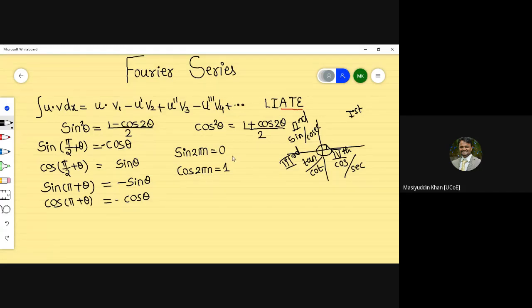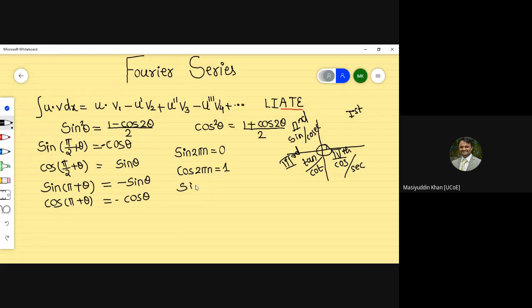This means, whenever cos has an even number of pi, even means what? 2 pi, 4 pi, 6 pi, 8 pi, 10 pi, 12 pi, 14 pi, 16 pi, any even number of pi, it has the value 1 only, positive 1. And sine of 2 pi n is by default 0.